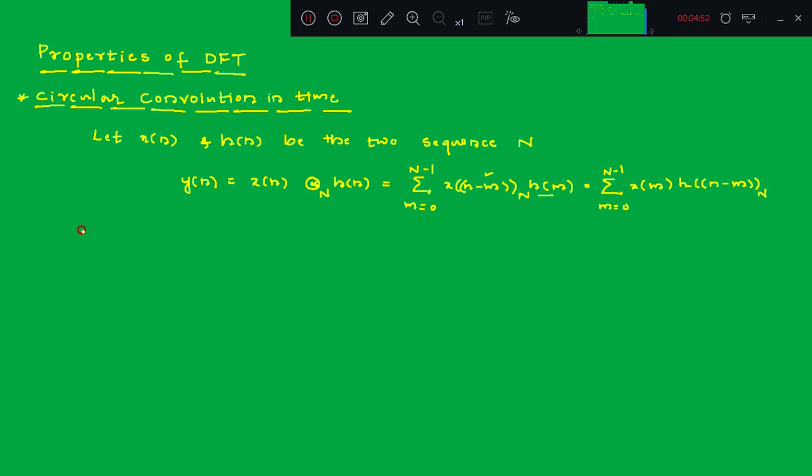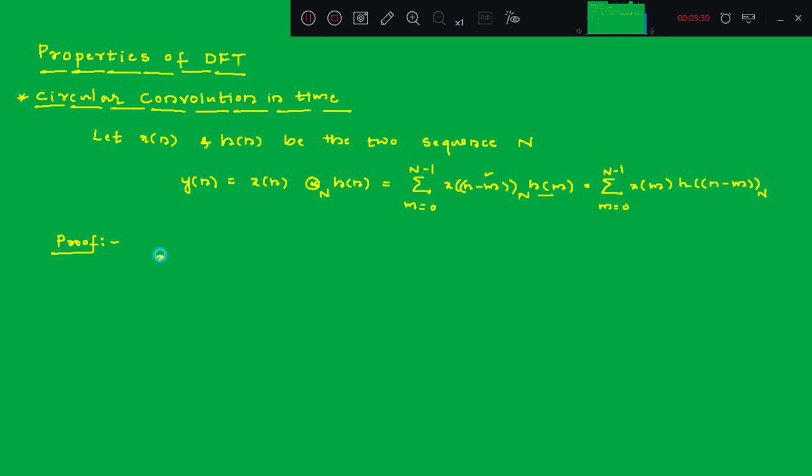So now let us prove this one. How y of n is equal to summation m equal to 0 to N minus 1 x of n minus m into h of m. And to prove this property, we must know that whenever there is a circular convolution between two time domain sequences, it is equivalent to the multiplication of the same two sequences in the frequency domain. Frequency domain means in DFT form, right?